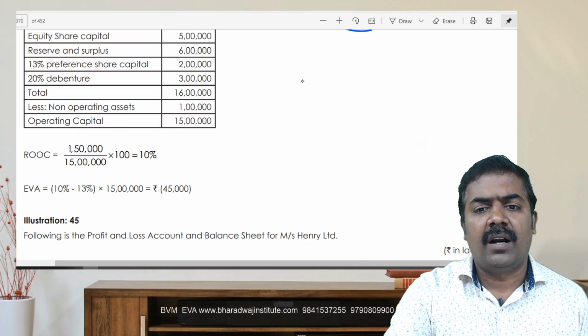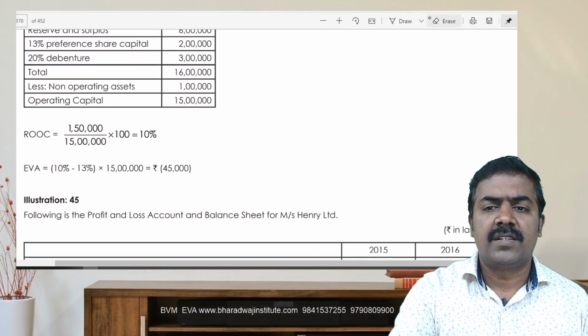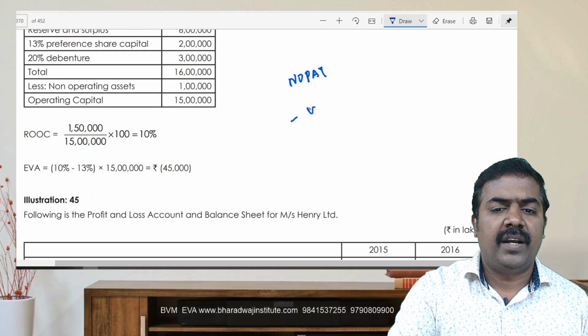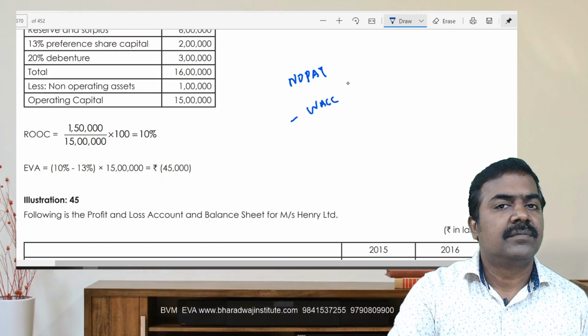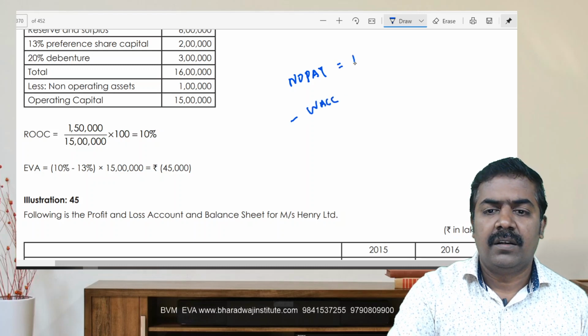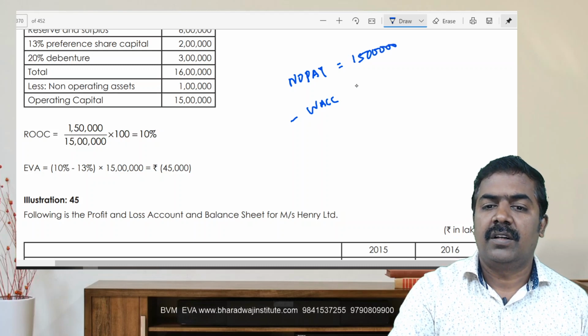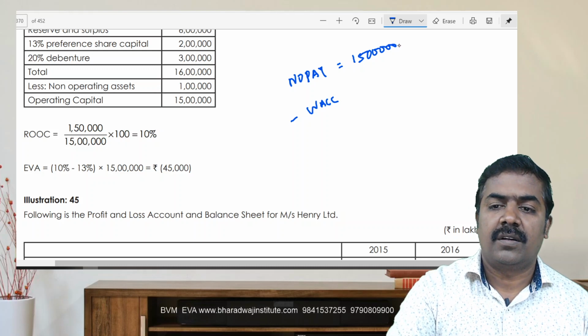Now we can work out by the alternative method also. What is the alternative method? NOPAT minus weighted average cost of capital. What is NOPAT? Sorry, NOPAT is 1,50,000. Sorry.